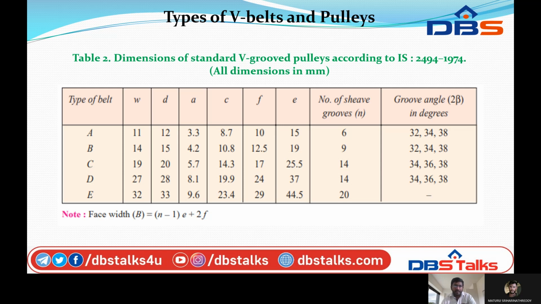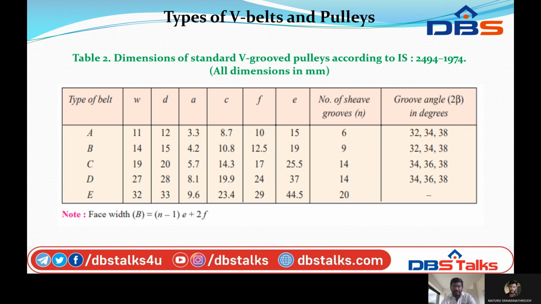Next, finally E belt, width 32, depth 33, cross-sectional area 9.6, center 23.4, load 29, E 44.5, number of grooves 20.